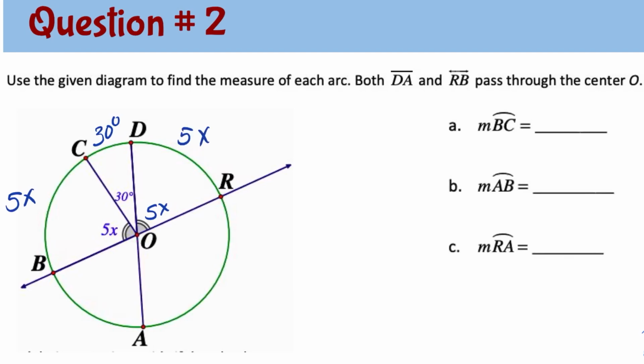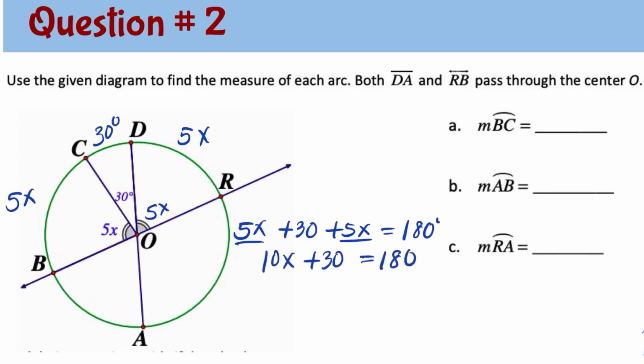Since RB passes through the center, that means RB here is a semicircle. And a semicircle has 180 degree arc. So to solve for x, we need to set up the equation. 5x plus 30 plus 5x is equal to 180 degrees. So combining like terms, 5x plus 5x is 10x plus 30 is equal to 180.